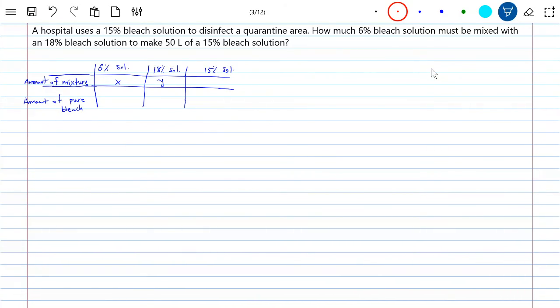So here, the first example is: a hospital uses a 15% bleach solution to disinfect a quarantine area. Okay, so we have a certain amount of 15% bleach solution, and we want to figure out some properties about it. Here it says: how much 6% bleach solution? This is one of the variables that we need to figure out. I call it x. x is the amount of the 6% solution that must be mixed with 18% solution. So the amount for the 18%, call it a new variable, y.